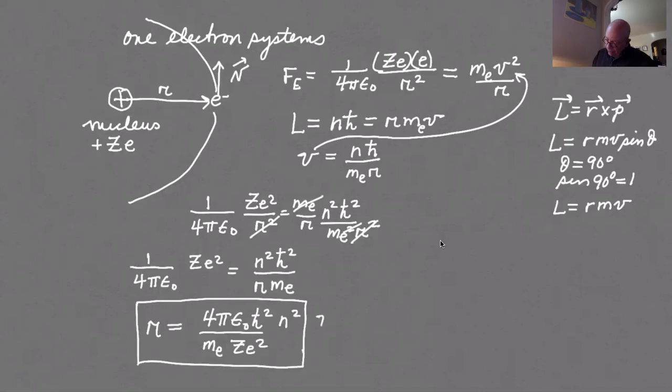Where n is an integer, 1, 2, 3, etc. And you'll notice that the radius of the orbit is quantized.